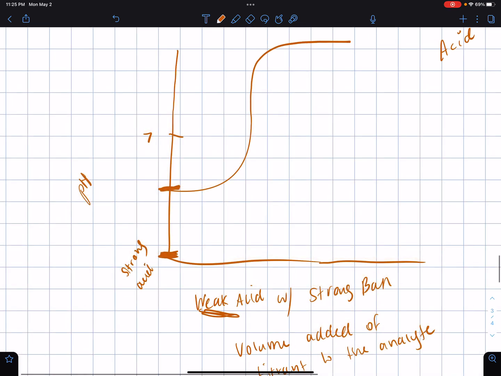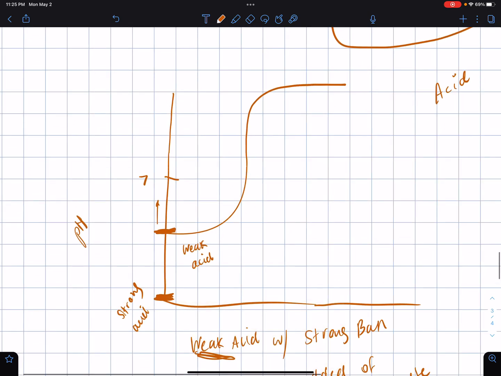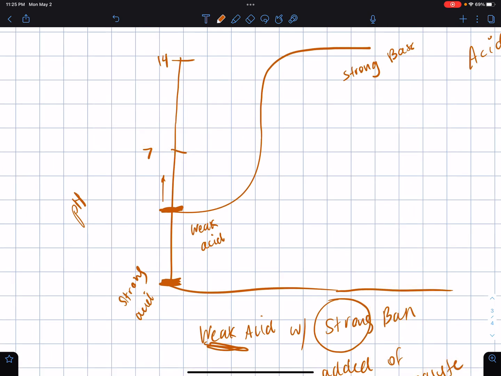Okay, so now what are the parts of this S that we need to know? Well, first of all, we know that we're starting off a little closer to 7 because we have a weak acid. And in the end, we're ending up over here really close to 14 because we have a strong base. So we're ending up really close to 14. So there are parts of these curves that we need to understand.